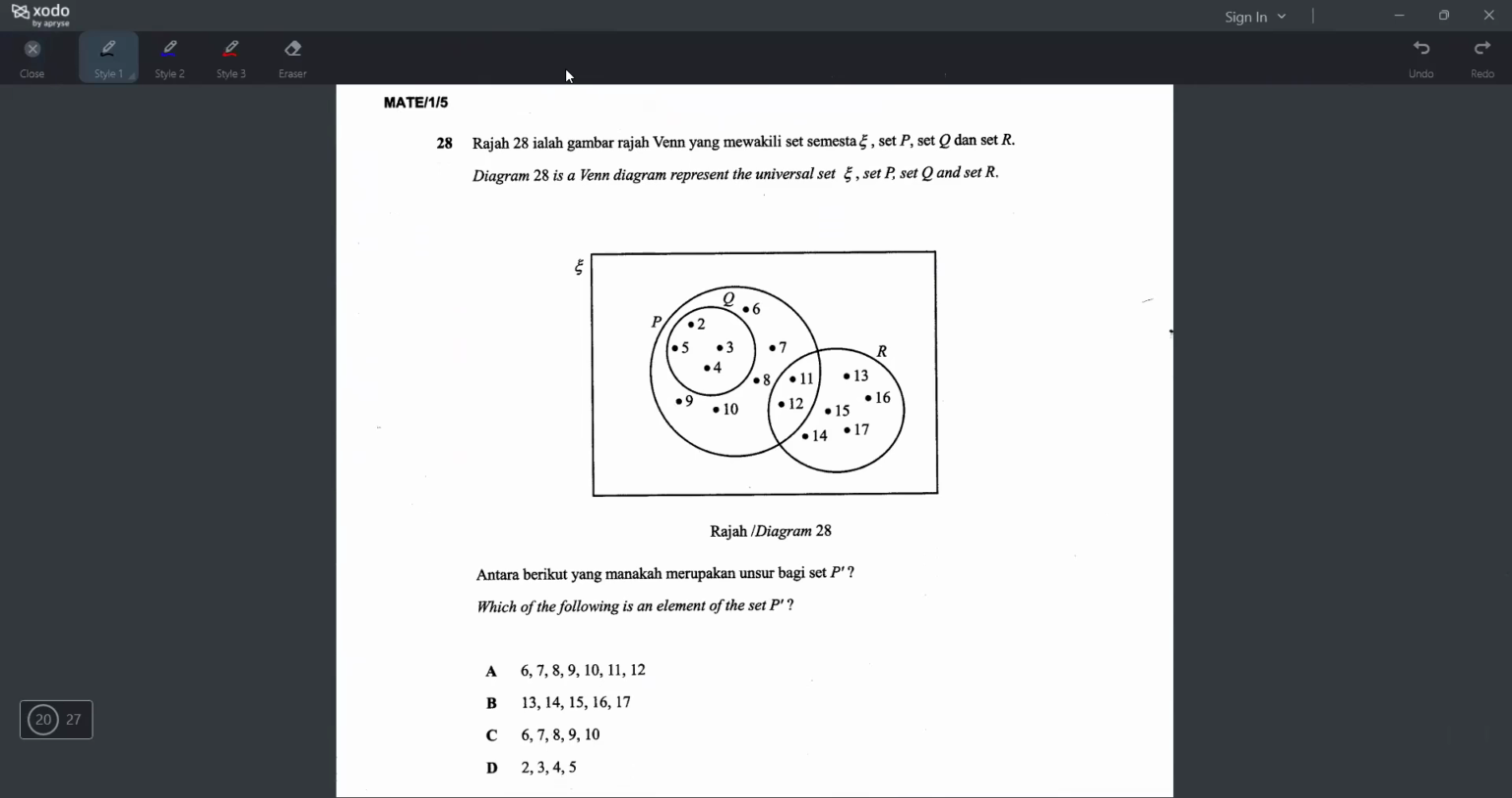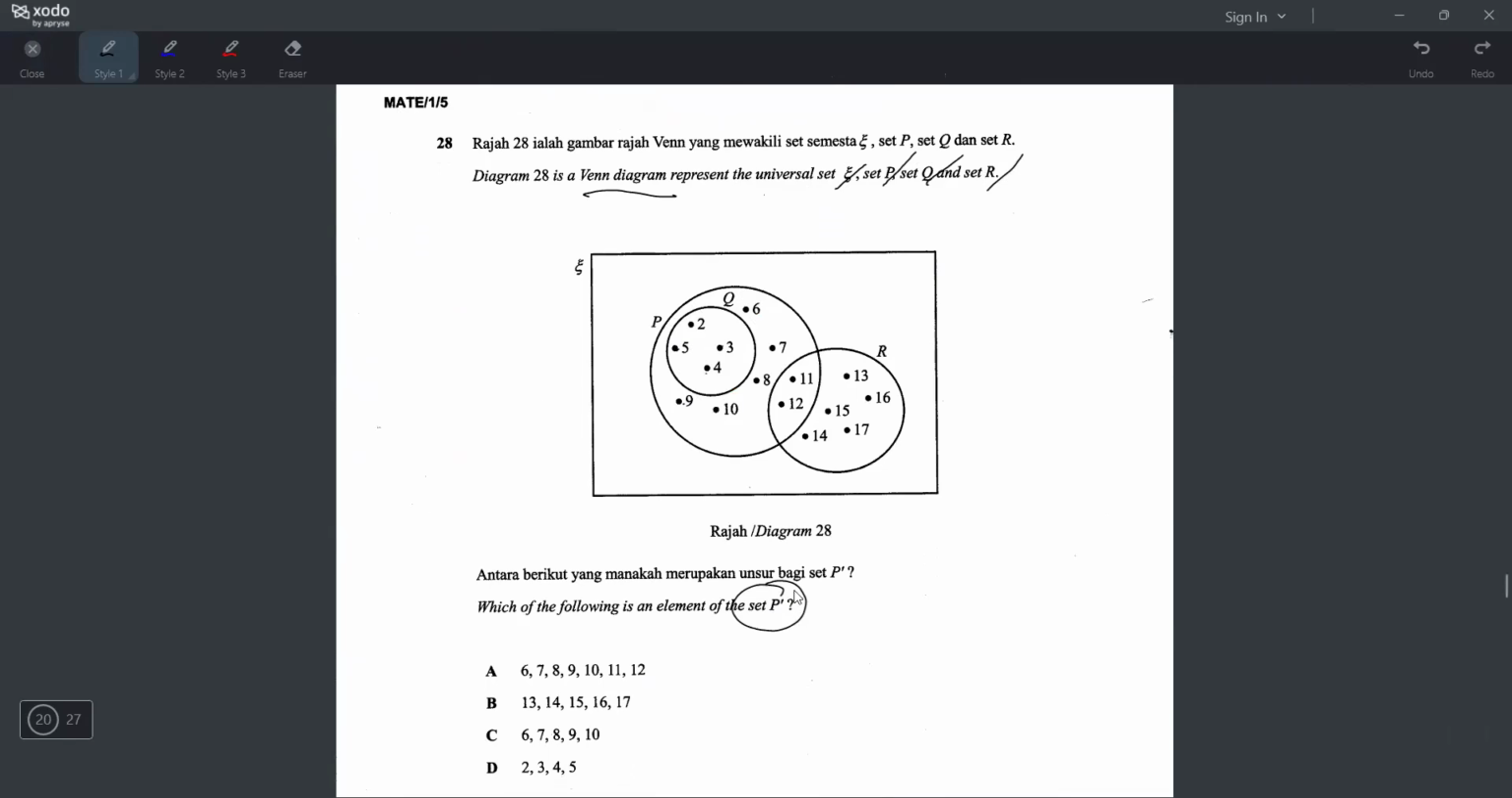Okay, let's go to question 28. Diagram 28 is a Venn diagram representing the universal set PQR. Okay, you can see that they put dots here, right? If they put a dot here, it means this one is an element. If they never put a dot, then it means number of elements, right? Which of the following is the element for set P complement?